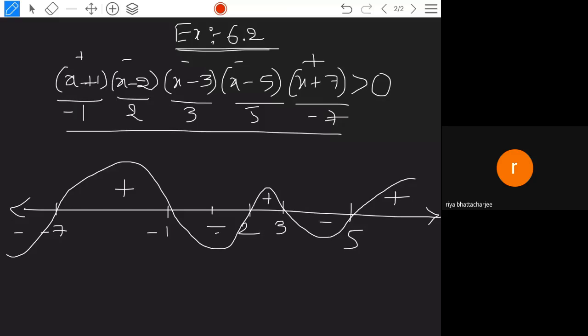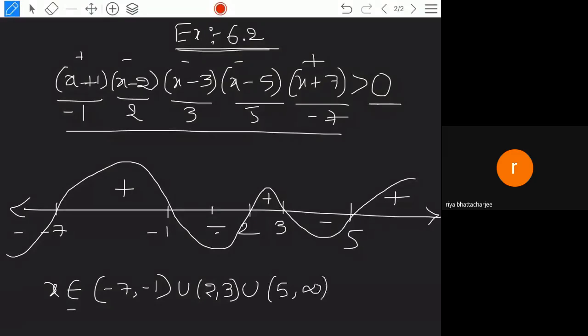Now what is the solution of this one? I am asking, the solution is nothing but greater than 0 is asked. So in what intervals is it greater than 0? Therefore the solution is x belongs to minus 7, not including, open interval should be taken into consideration. Minus 7 to minus 1 it is positive, union 2 to 3 it is positive, union 5 to infinity it is positive. In these intervals, whatever x value you take, this equation gives positive, greater than 0. This is only called the wavy curve method.